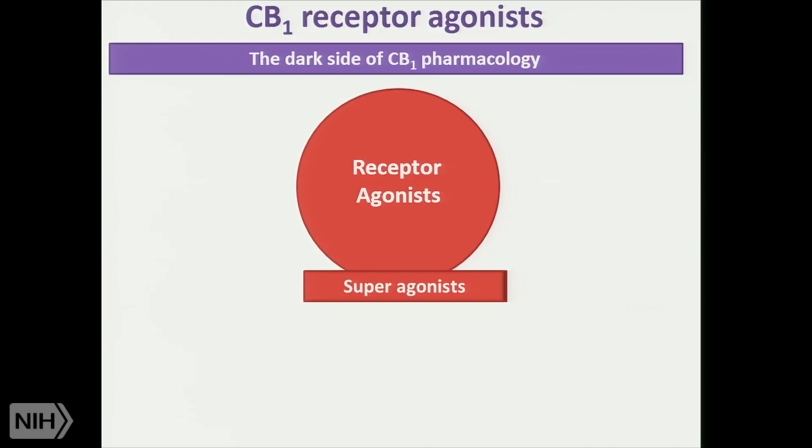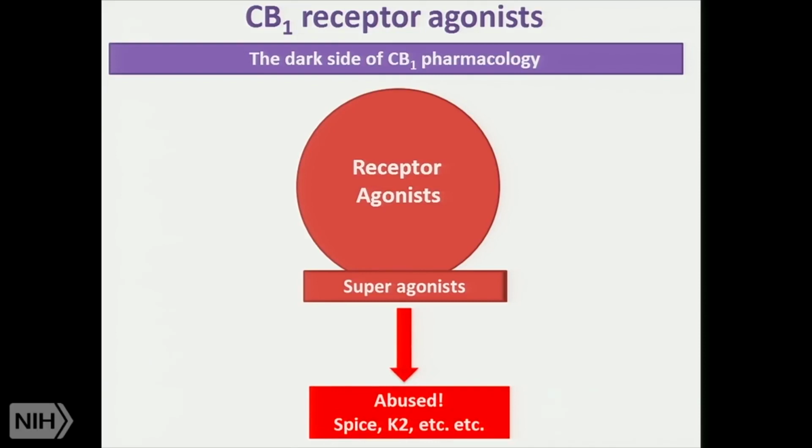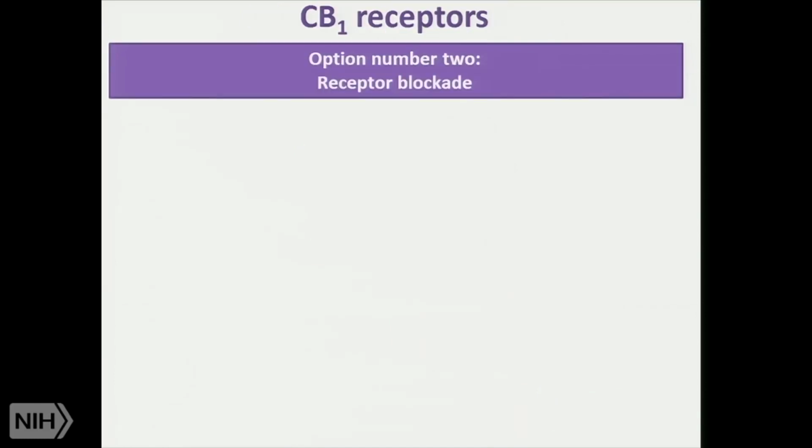When we look at CB1 receptors and agonists at CB1 receptors, we must consider the dark side of CB1 pharmacology, which is particularly represented by the superagonists that compose such abused substances as spice, K2, etc. These are compounds that typically overly activate CB1 receptors, and of course they are now being abused by a substantial number of people, particularly our youth. About 6% of 12th graders in 2014 used spice or spice-like compounds, and their impact cannot be underestimated.